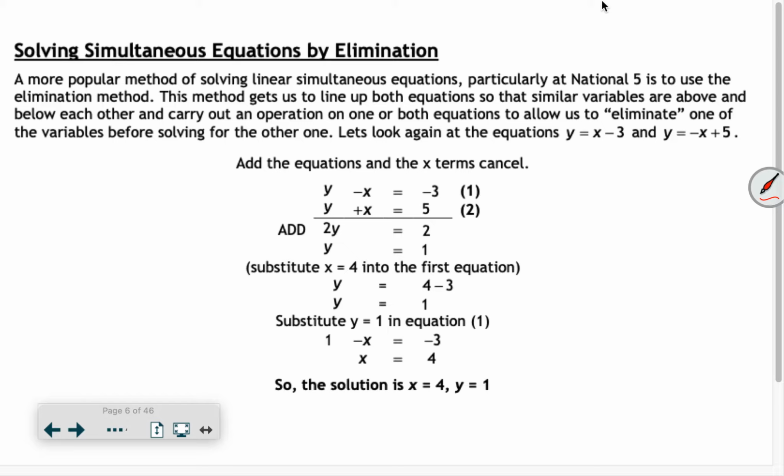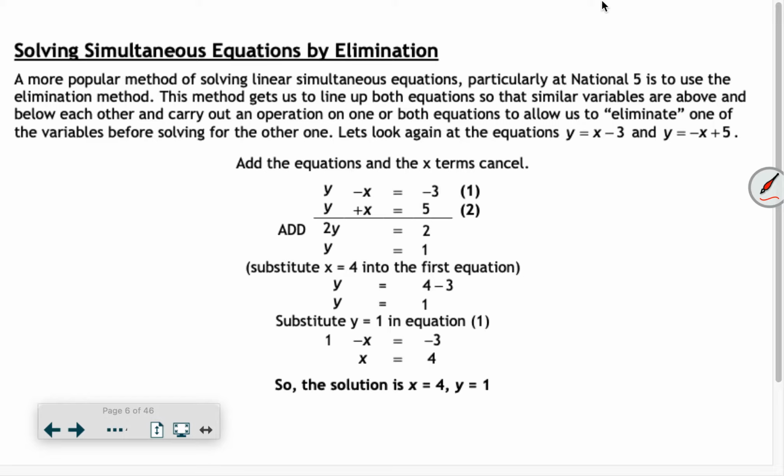We have to make sure that we eliminate one of the variables to then go and solve for the first variable and then substitute in to get the second variable. So this time we're going to look at the same equations that we had in the first substitution method. This time I've adjusted it to say y minus x equals minus 3.